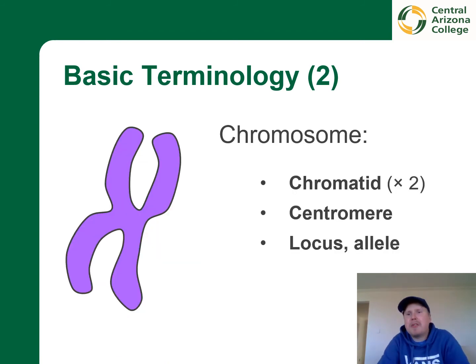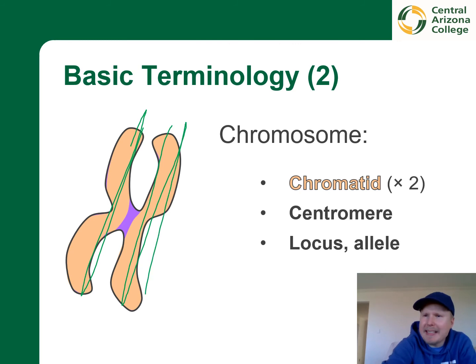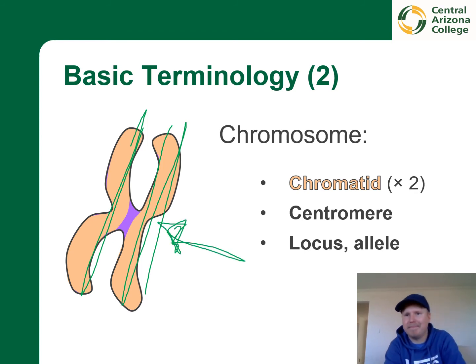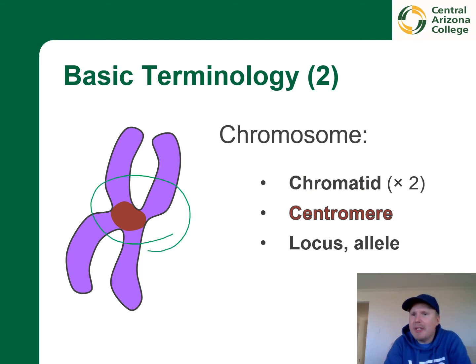I also want us to look at a single chromosome in a little bit more detail. So chromosome is made of two chromatids. You can think of these as these two sticks that are connected together somewhere roughly in the middle. And then we have also centromere. You can think of these as the part where the two chromatids connect together.